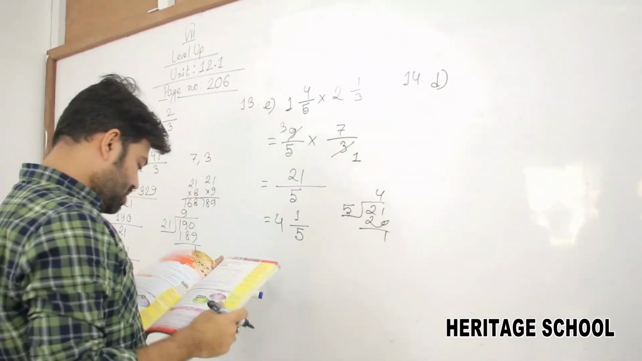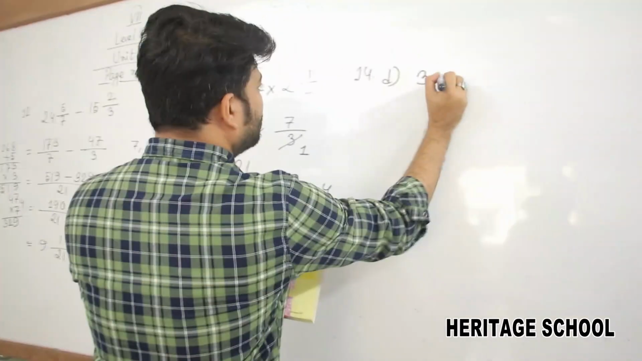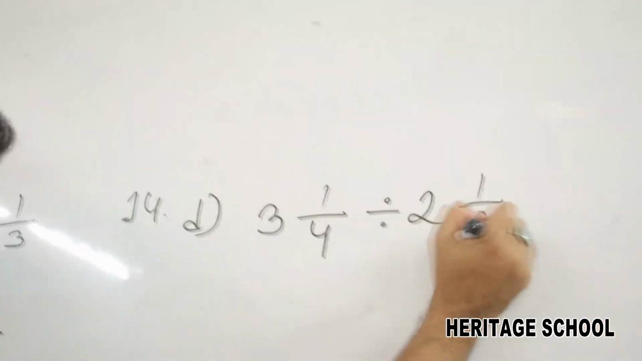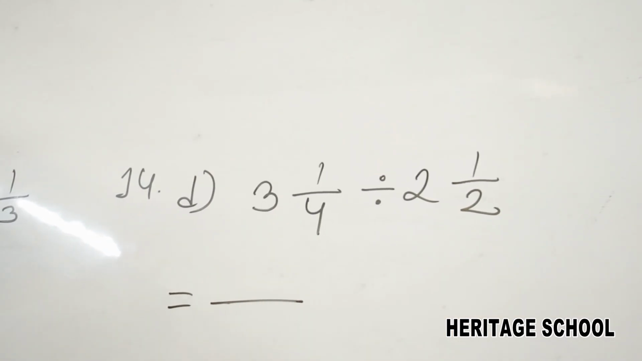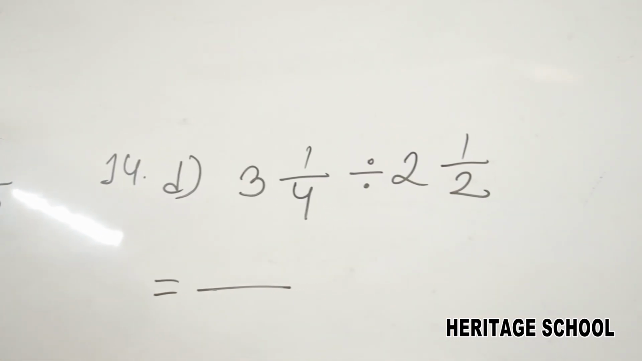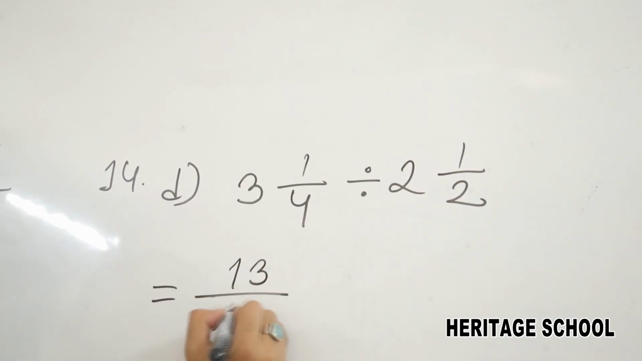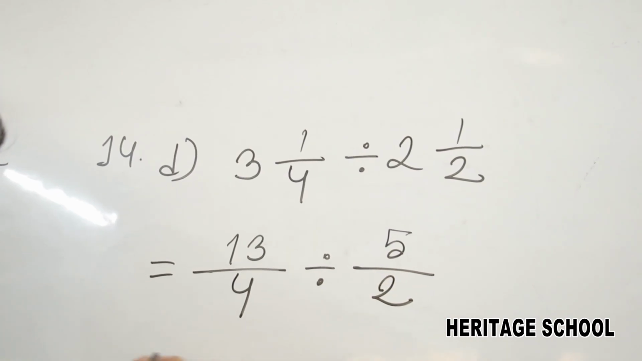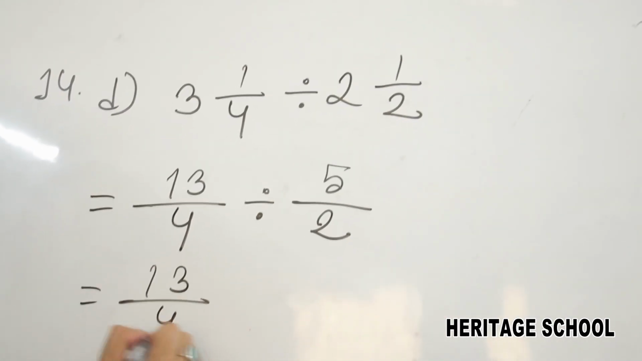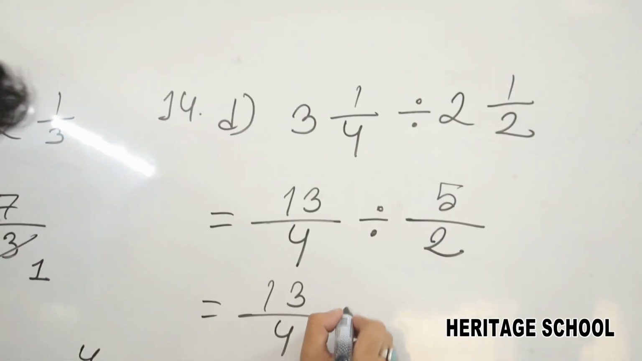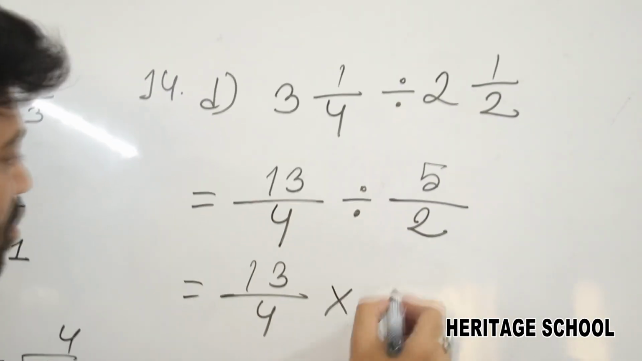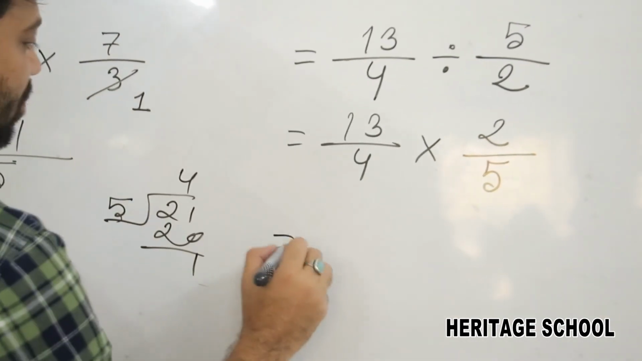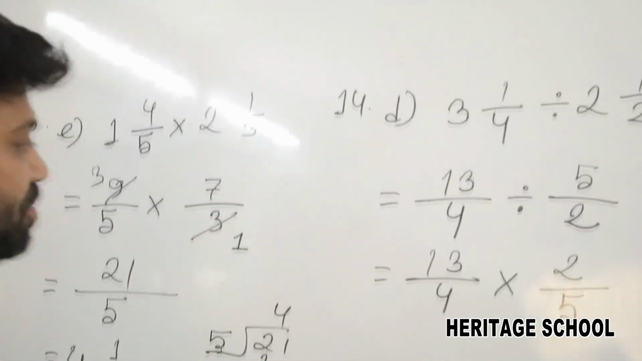Let's solve 14D. 3 whole 1 by 4 divided by 2 whole 1 by 2. Let's convert our mixed fractions to improper. 3 fours are 12 plus 1, 13 by 4. Divided by 2 twos are 4 plus 1, 5 by 2. So I have now a division. We have to convert it into a multiplication. For that we take the reciprocal of this fraction. What is the reciprocal of this fraction? It is 2 by 5.